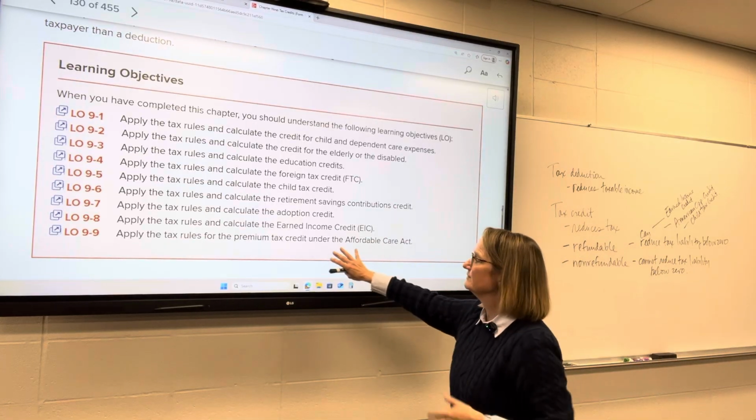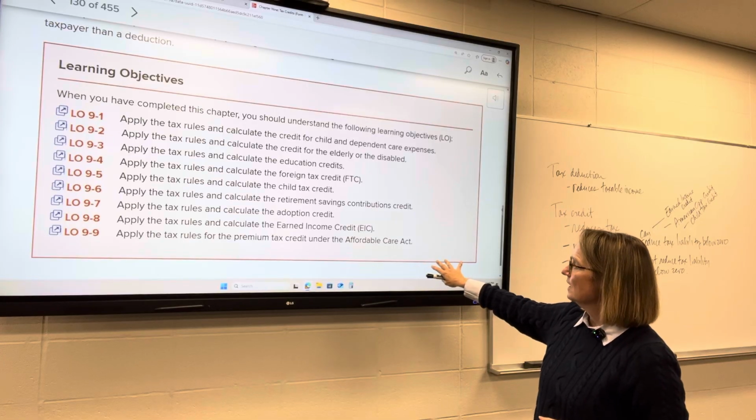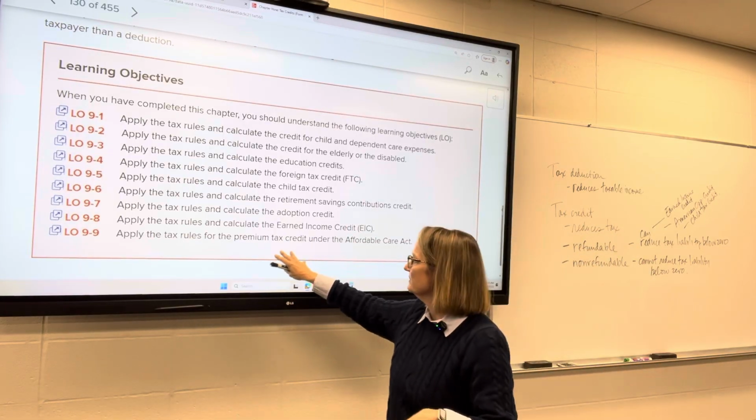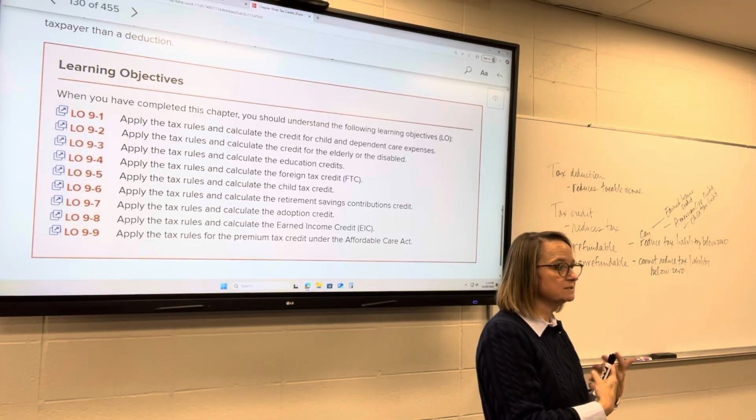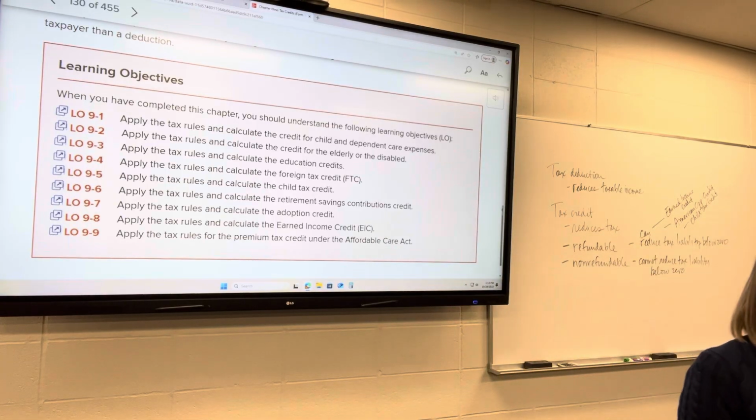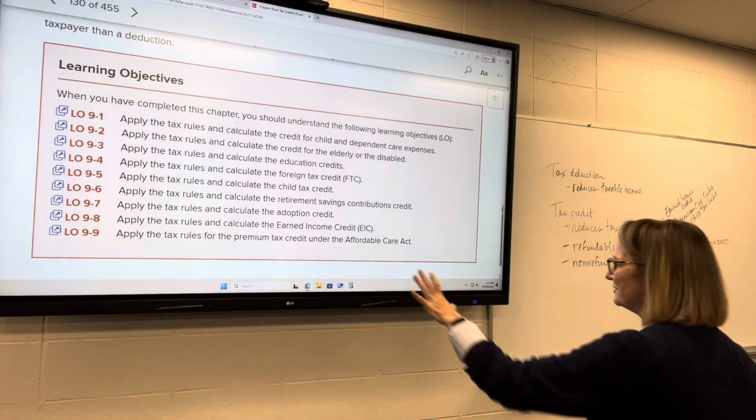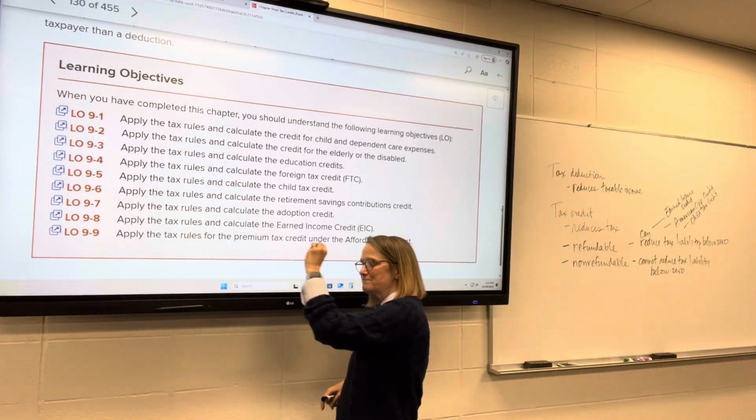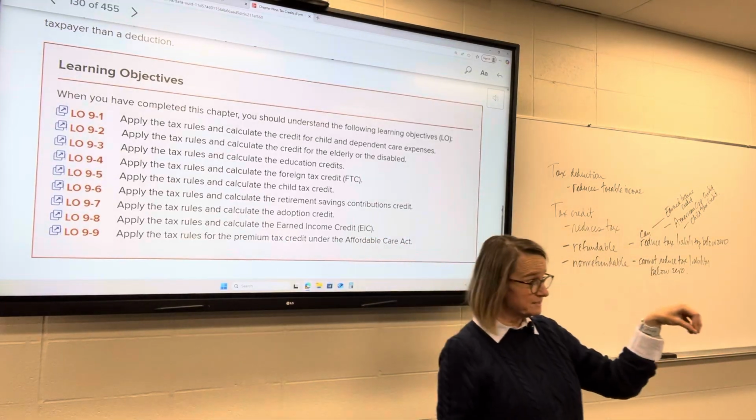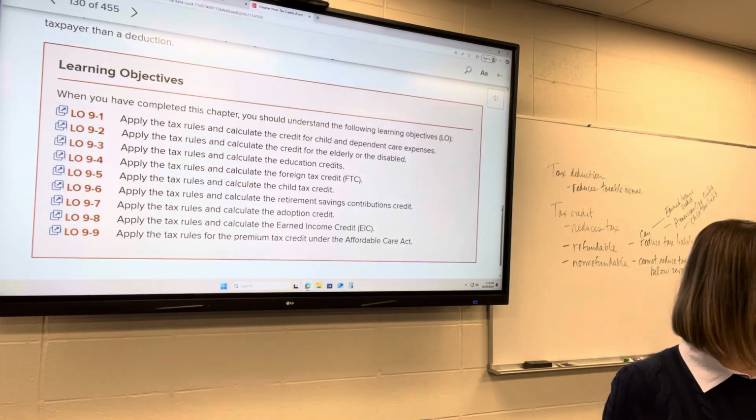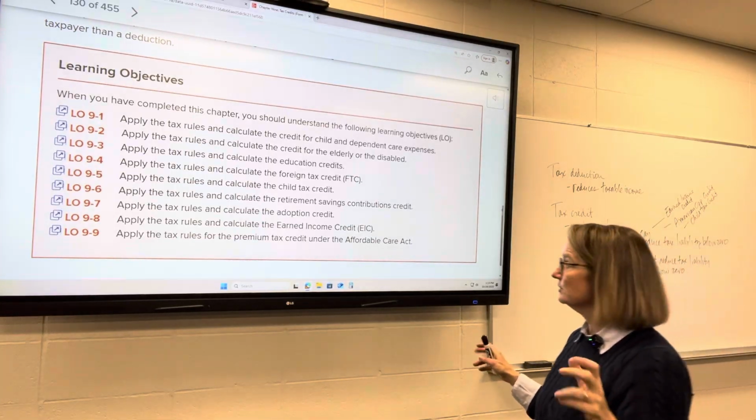And then, I don't even know why this is here. Premium tax credit. Oh, I do know why it's here. Okay, I was thinking of the penalty. So the premium tax credit, which accompanies the Affordable Care Act, supposedly is one of the reasons why the government's shut down right now, because these premium tax credits are associated with the subsidies that individuals receive toward their premiums if they are on the Affordable Care Act, otherwise known as Obamacare.